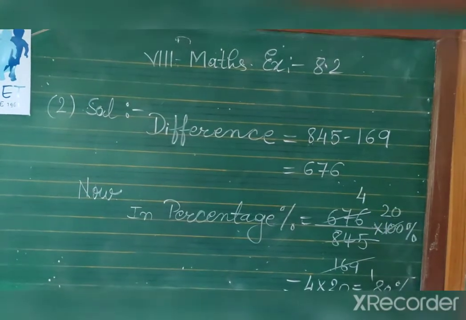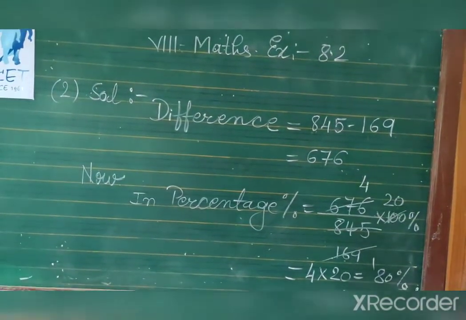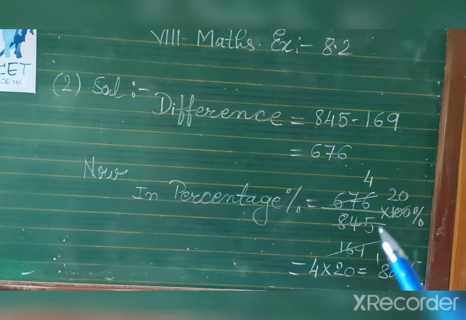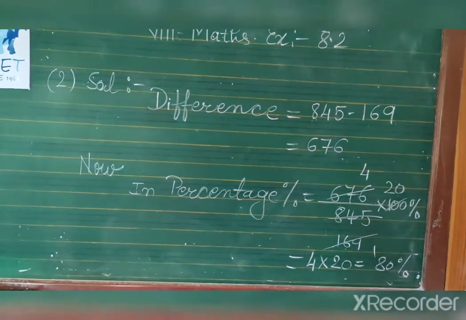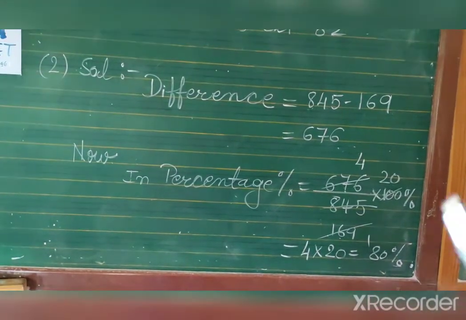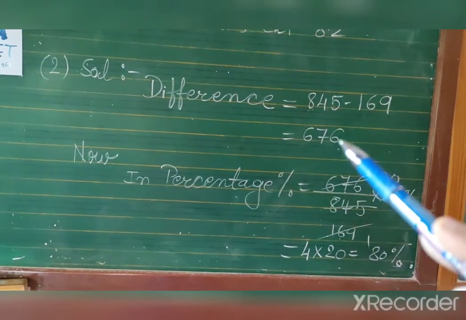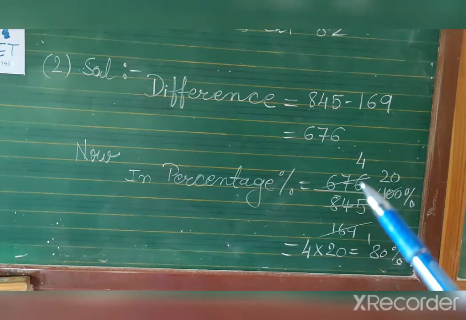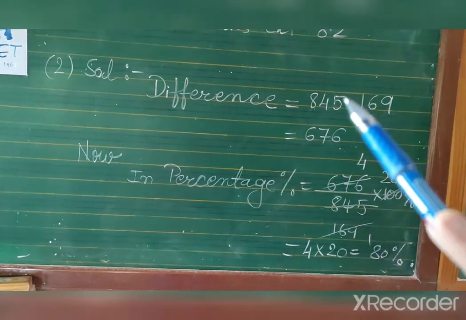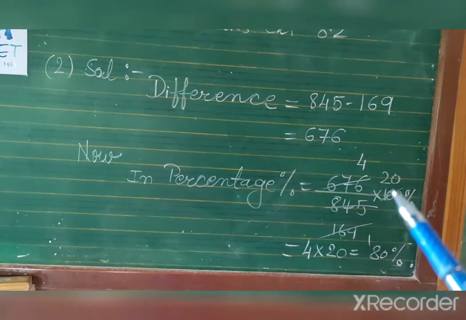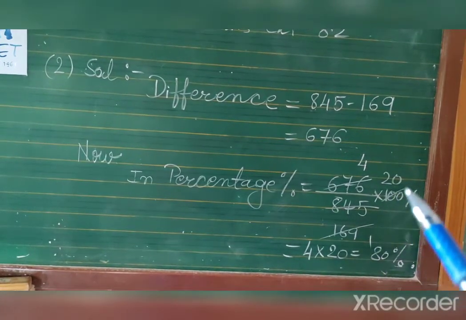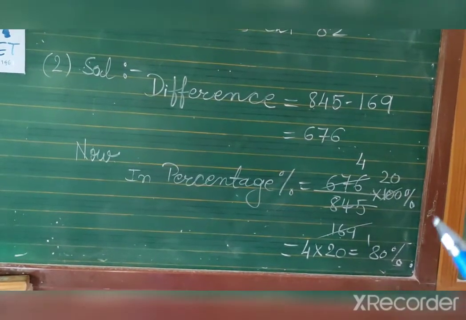676. So whatever number on Sunday, for calculating the percentage decrease, what we will do? Whatever difference you are getting, you will divide by the number of people who went on Sunday. And for calculating the percentage, you will multiply by 100 and put the percentage sign.